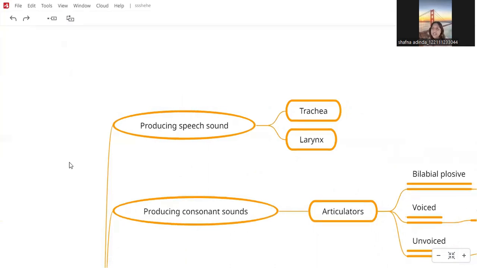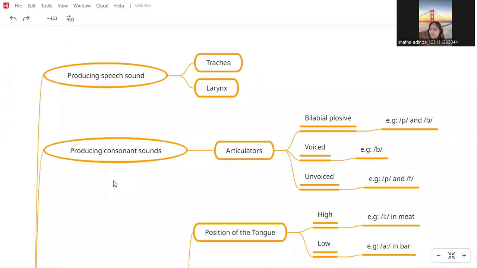All right, to producing consonant sounds. Producing consonant sounds uses our articulators such as the lips, teeth, etc. And then there's the bilabial plosive, which is B and P, and M, which is more nasal. B is voiced, and as you can see, you can feel it in your Adam's apple. When you say B, it is vibrating.